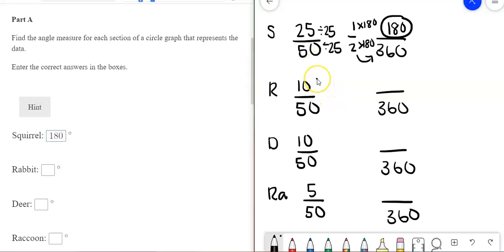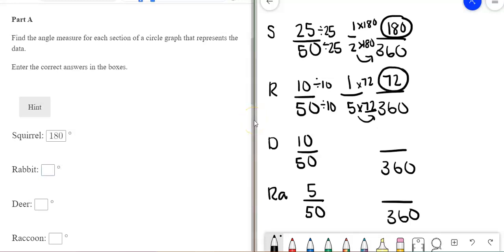I'm going to divide by 10. So you have to pick a number that goes into both of them. 10 divided by 10 is 1. 50 divided by 10 is 5. And so you're going to figure out 5 times what is 360. If you could see my math book, you'd see I have a lot of work trying to figure that out. That's going to be times 72. If I multiply by 72 down here, I'm going to do that up here. 1 times 72 is 72. So 72 degrees is rabbits.